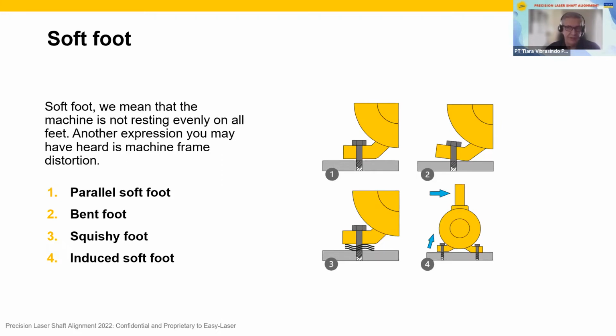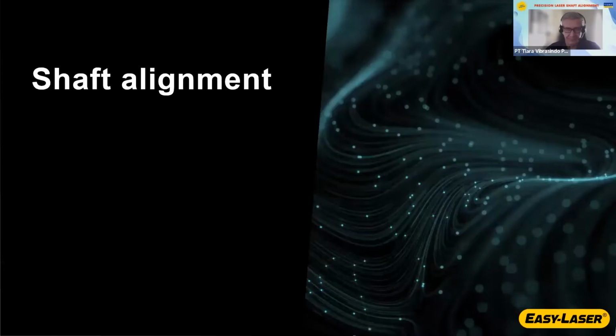So there are those traditional methods with feeler gauges, etc., and they are not very sufficient across all variants of soft foot, but the laser alignment system can recognize them. Now moving ahead into the shaft alignment, so no longer installation, we are now at the alignment of the machine.